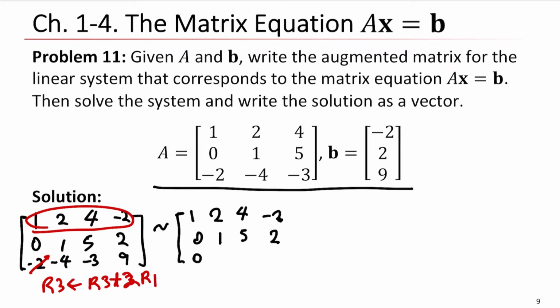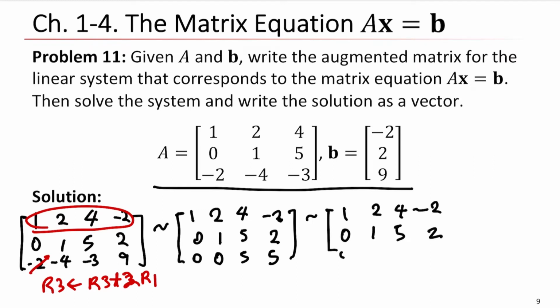So it will be 0, 5, 5, right? Then 1, 2, 4, 2, 0, 4, 5, 2, 0, 0, 1, 1, right? Okay, we found the ones on the diagonal. Then what do we do next? We have to remove this one, right? By using this one and this one, or this row and this row, right?